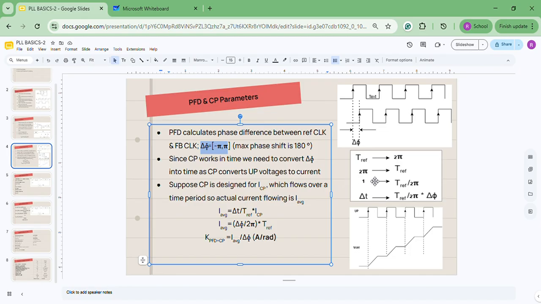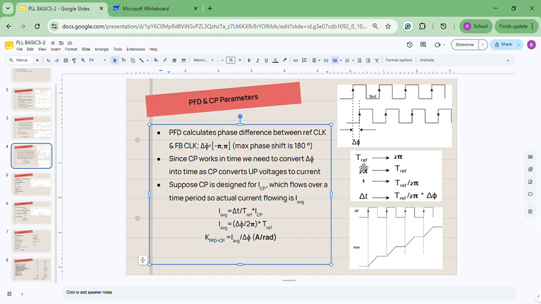Okay, but after PFD there is a charge pump block, and this charge pump block works in time domain. So we should calculate delta t. What will be the equivalent delta t for delta phi? We can use this formula. Suppose T reference is the time period for our reference clock. T reference will have a phase shift of maximum minus pi to plus pi, that is 2 pi. So for a delta phi phase difference, what will be the delta t?